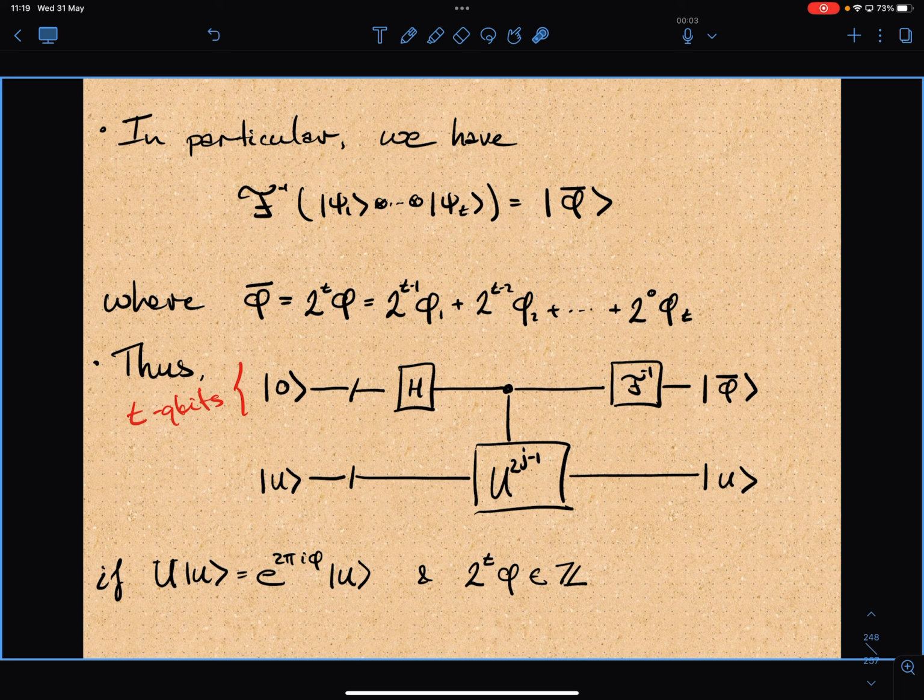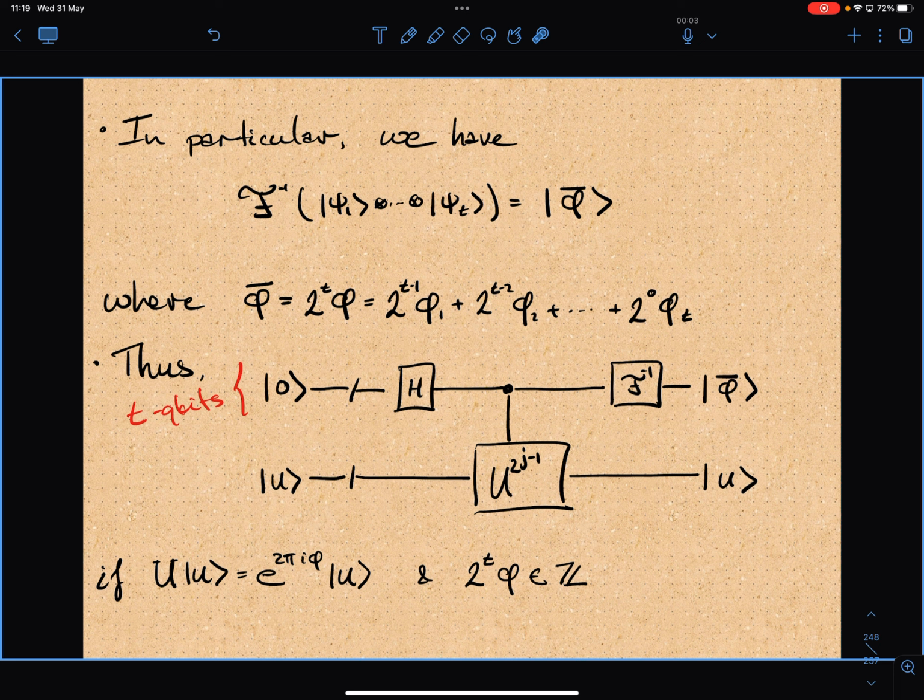And for each of the qubits, we have the Hadamard gate, and we have a controlled U gate, which is U to the 2 to the j minus 1. And then once we do this for all the qubits, all the t qubits, we take the Fourier inverse, and the output here is going to be the phi bar. So this is going to give us the phase of this unitary operator.